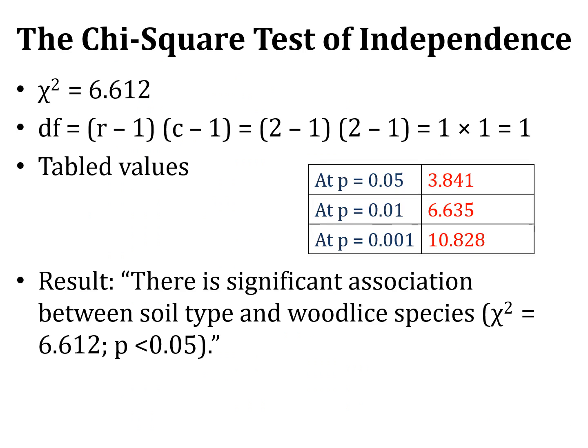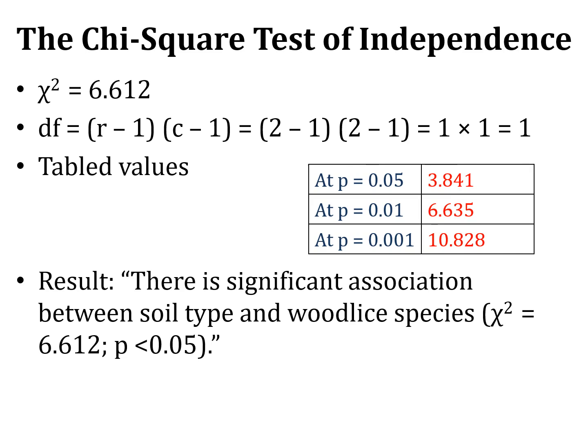Now it is time to state our results, and the result is there is significant association between soil type and wood lice species. The chi-square value is 6.612 and the probability is less than 0.05. And we are stating that our results are just significant. We are not saying that our results are highly significant or very highly significant, because they are not significant at those levels. So our results are just significant.